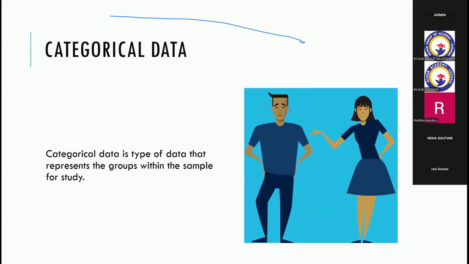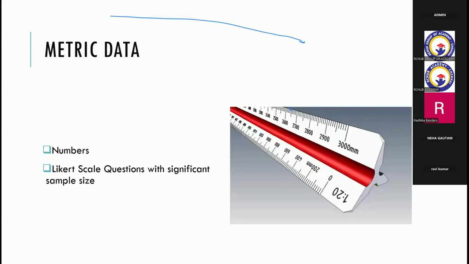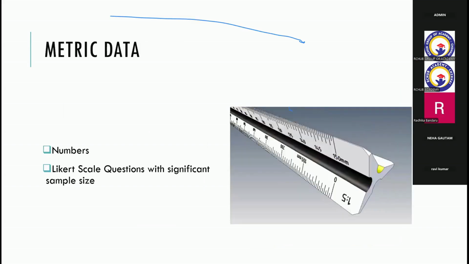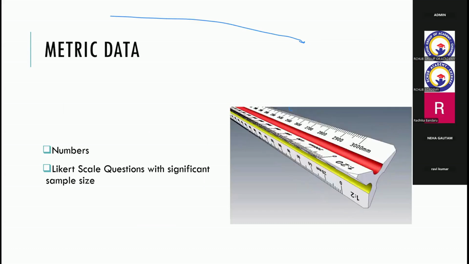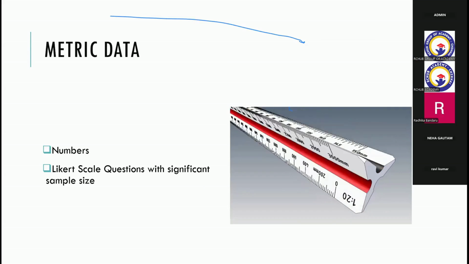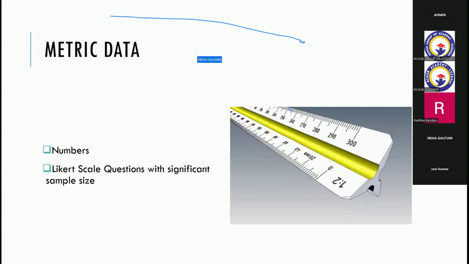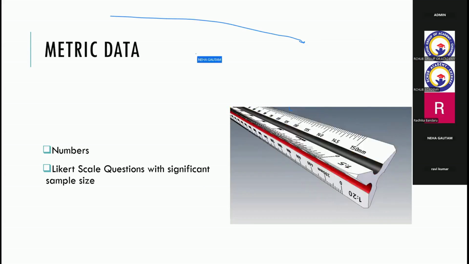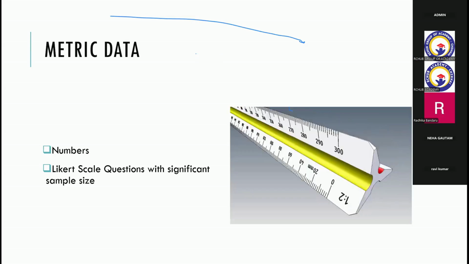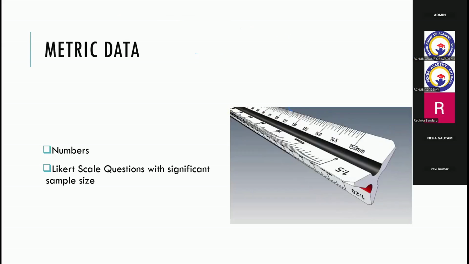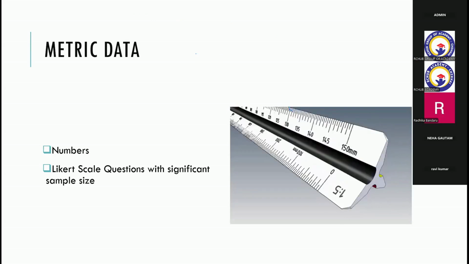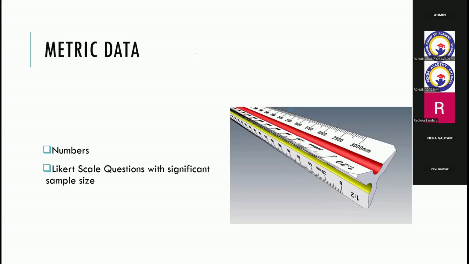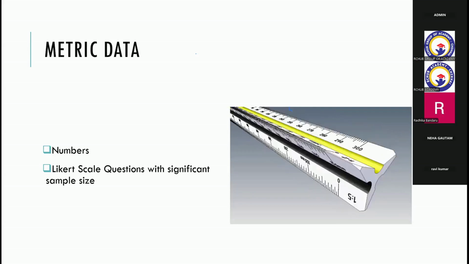Whereas metric data deals with numbers, any data that deals with numbers. For example, if I ask you what is your weight, Gautam, it will be given to me in terms of kg, right? Similarly, if I ask you the age, it will be given to me in terms of numbers, right? So anything that is measured in terms of numbers is metric data.